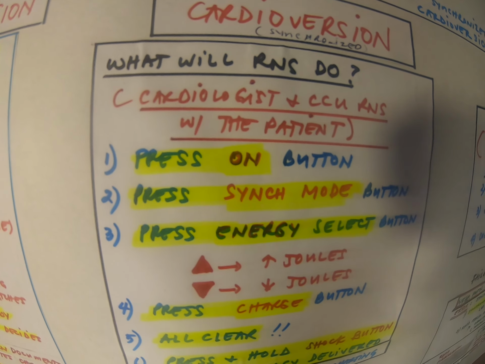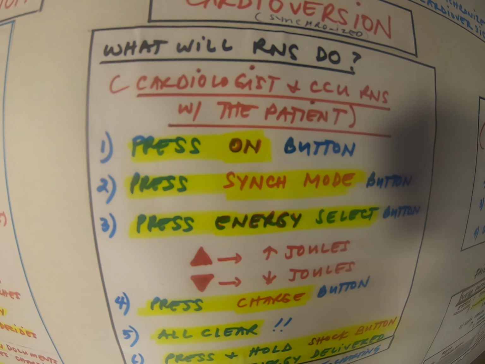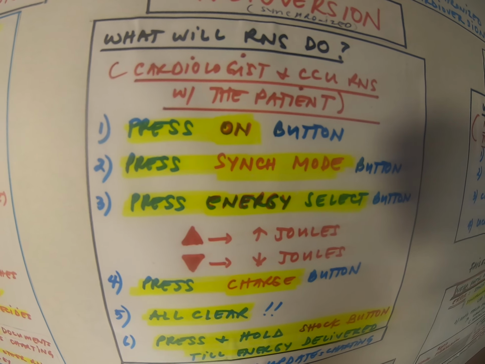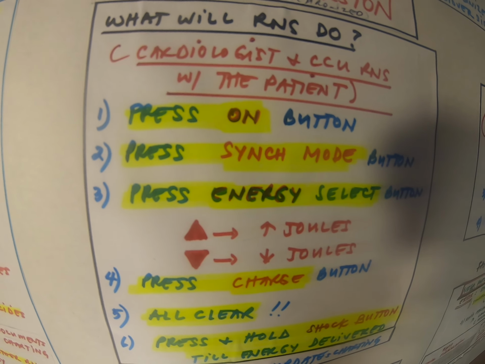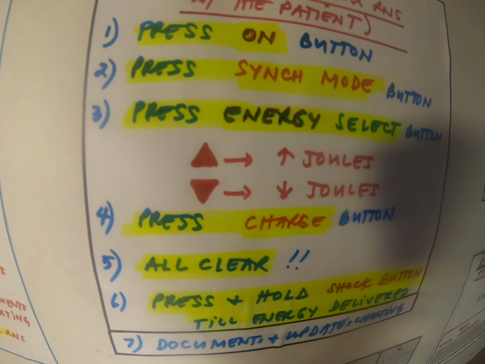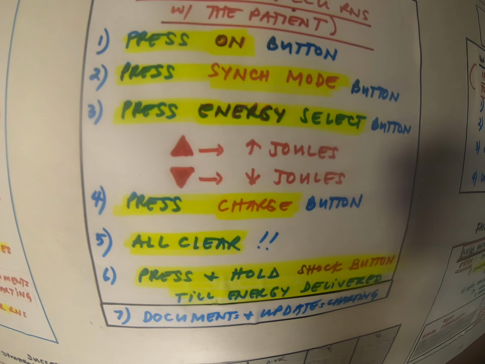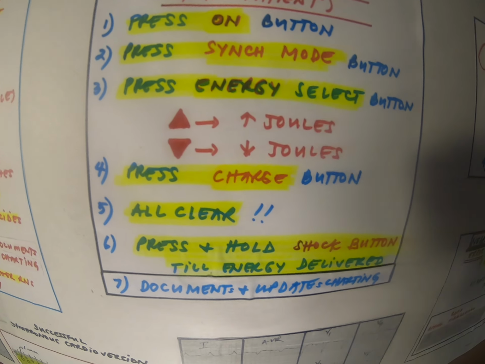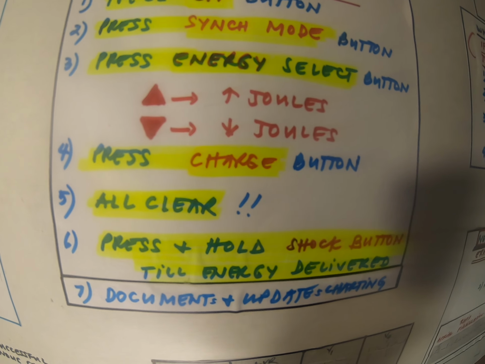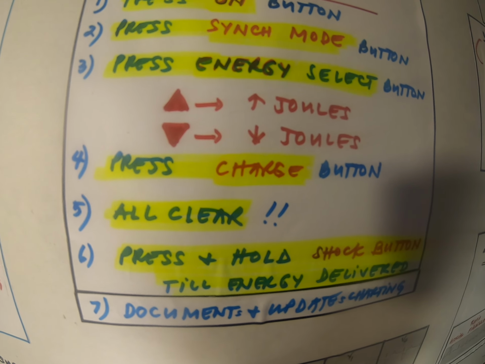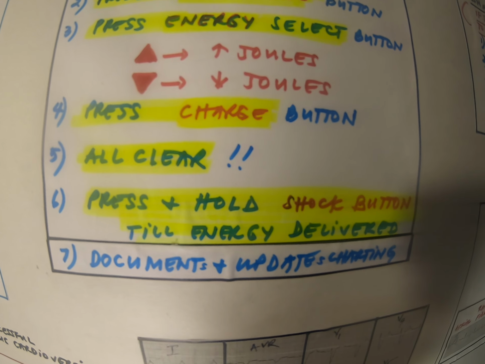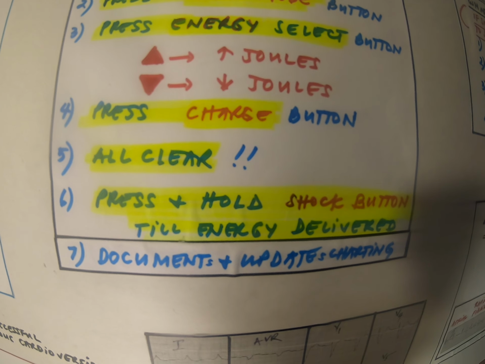We press the sync button, or the sync mode button. We also press the energy. Usually when we start to synchronized cardiovert monomorphic VTAC with pulse, we start with 200 joules, then press charge, and then we say all clear, and press and hold the shock button until the sensor is able to capture the best R wave of a QRS and deliver the synchronous shock in time with that R wave. And the nurse in charge of that patient will continue her documentation and update her chart.